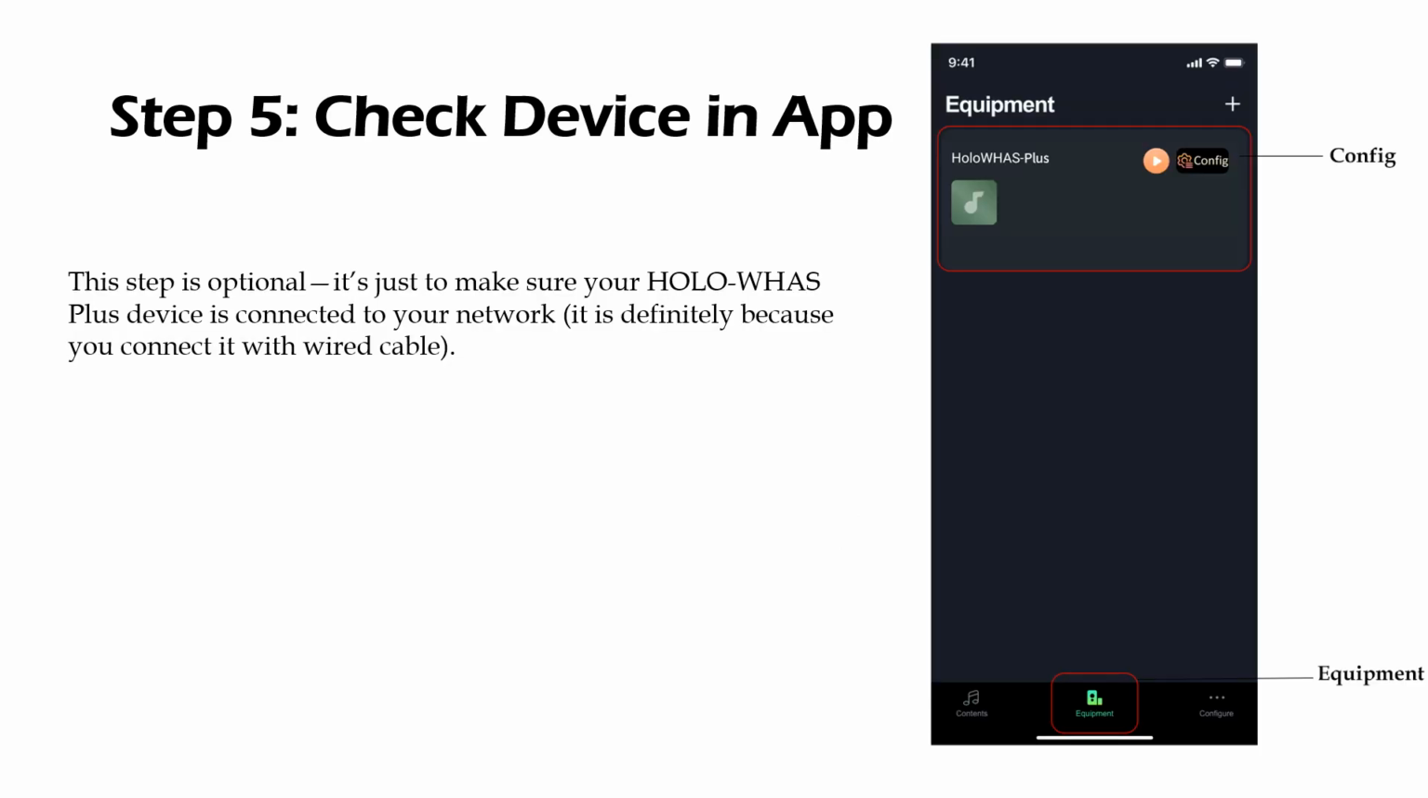Step 5. Check device in app. This step is optional. It's just to make sure your HOLO-WHAS Plus device is connected to your network. It definitely is if you connected it with a wired cable.